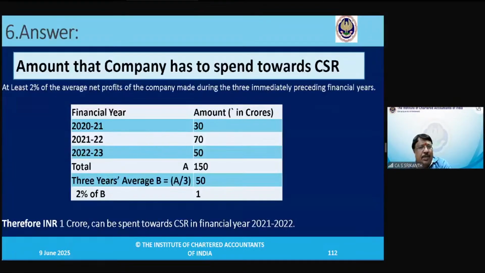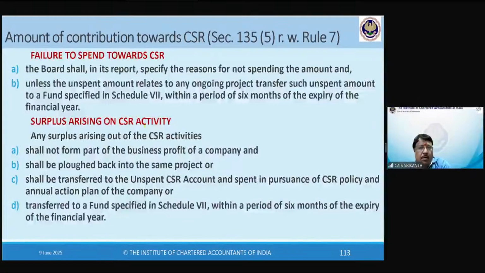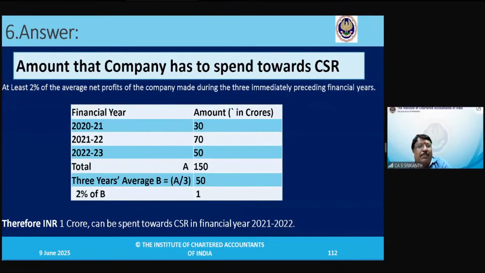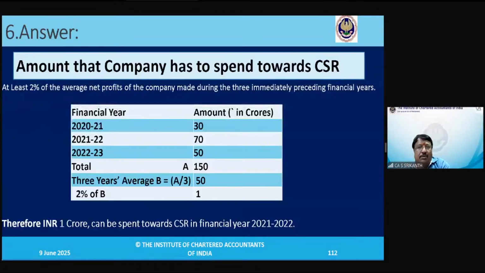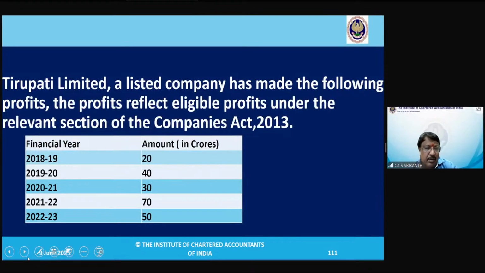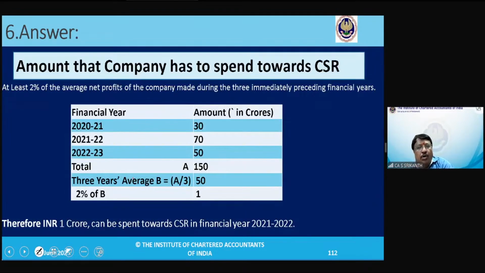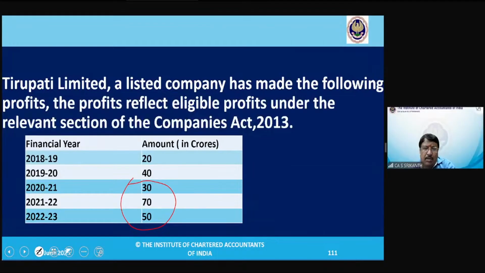So I think we already saw this, Tirupati Limited. Now, you have to take the average of the immediately preceding 3 financial years. Though they have given 5, you have to take only the immediately preceding 3. 50, 70, 30, immediately preceding 3. Correct? And total divided, so you get 50, and 2% is 1. One crore can be spent. Out of that 1 crore, only 5 lakhs for administrative.